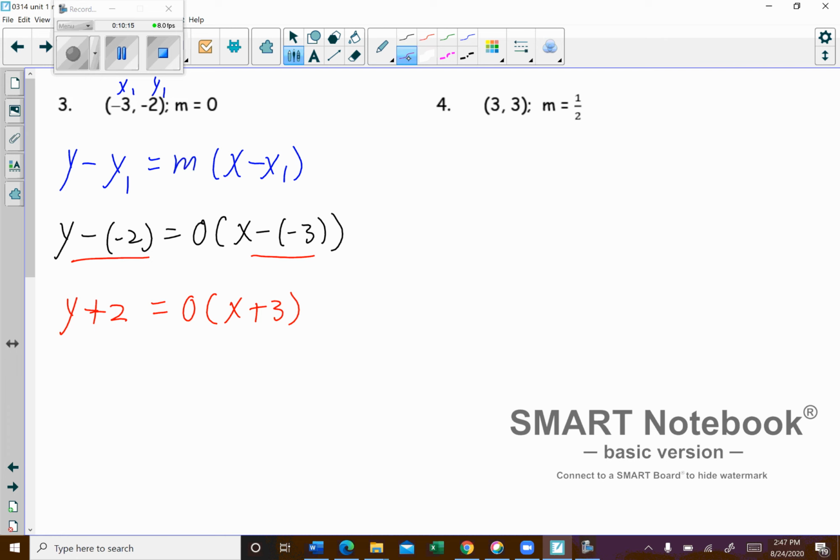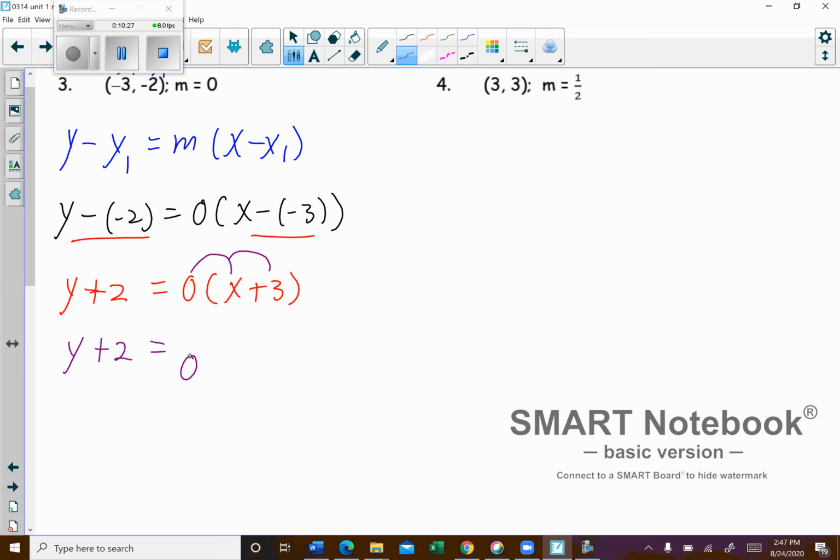Now I want to convert it to slope-intercept form. So I'm going to distribute the 0, which is just going to cancel everything out, because 0 times anything turns everything into 0 on that side. So I end up with y plus 2 equals 0. Okay, and then we'll go ahead and subtract 2 from both sides. So I get y equals negative 2, and that's my answer.